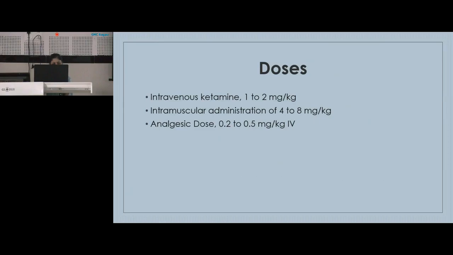For IV induction you can give 1 to 2 milligram per kilogram. For IM administration, 4 to 8 milligram per kilogram. Onset of action with IV is instant, but with IM it takes 20 to 30 minutes. Analgesic dose of 0.2 to 0.5 milligram per kilogram can be given, especially in radiological setups for CT and MRI.